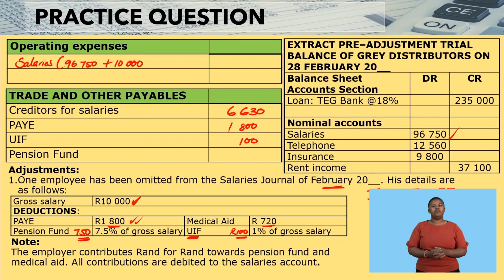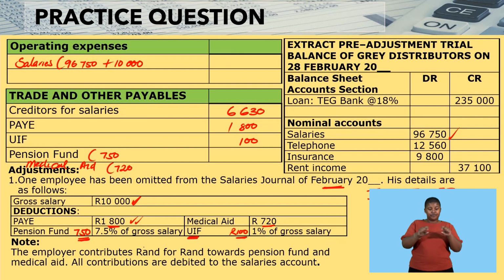Now for pension fund, I'll say my pension fund, I'll open my bracket, and I'll get the pension fund deduction. Remember, that is your 750, so I'll say 750. Then I also have medical aid. I'm going to write medical aid at the bottom here, and on my medical aid, I have 720. All right, then I come to the bottom.